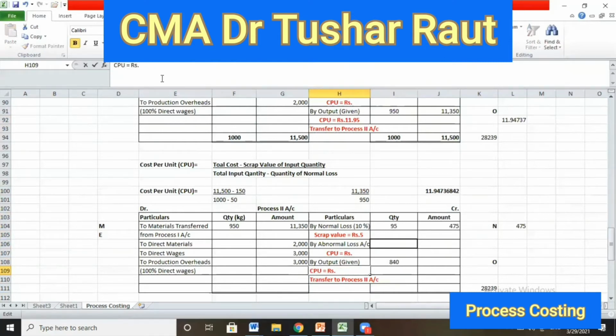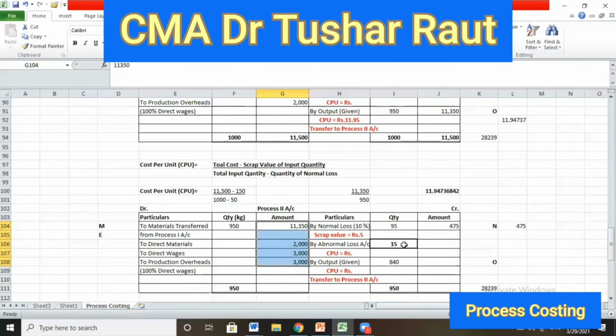Next step will be to tally the quantity column. Now here it is 950 and here 95 plus 840 is 935. That means 950 is greater than 935. So 950 minus 840 minus 95, you'll get 15 units. So 15 units is your abnormal loss, and we need to calculate CPU, cost per unit.